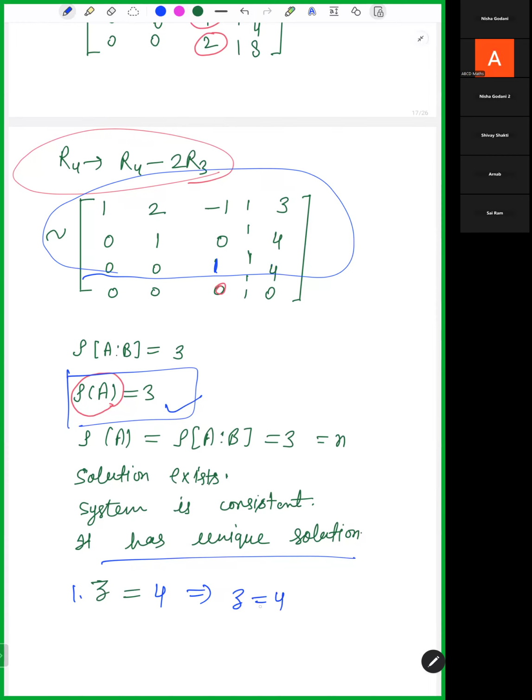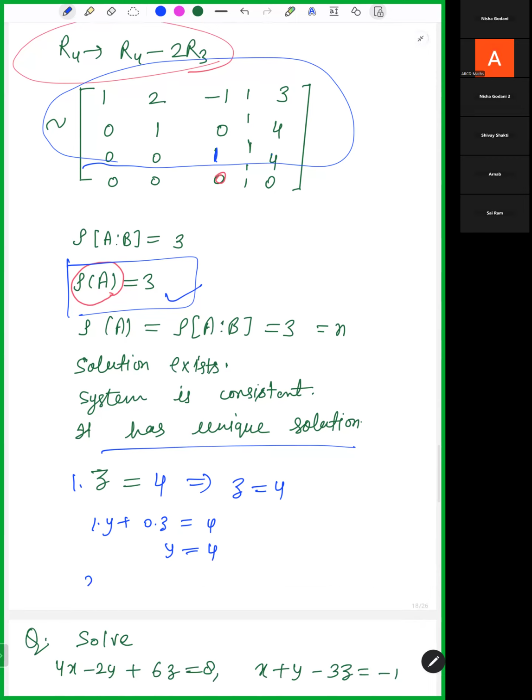Okay, now move to the second row. The second row is giving you 1y plus 0z equal to 4, or you can say directly y equal to 4. Now move to the first row. The first row is giving you x plus 2y minus z equal to 3. Putting the values of y and z in this equation, you will get the value of x. So x plus 2 into 4 is 8, minus z which is 4, equal to 3. So x equals 3 minus 4, which is minus 1. You have x equal to minus 1, y equal to 4, and z equal to 4.